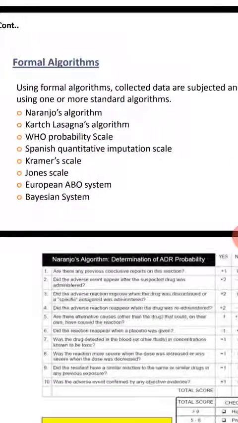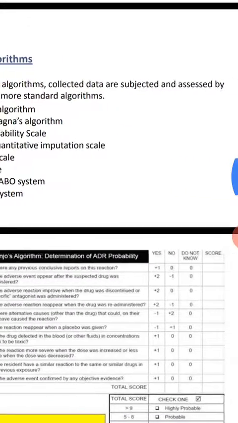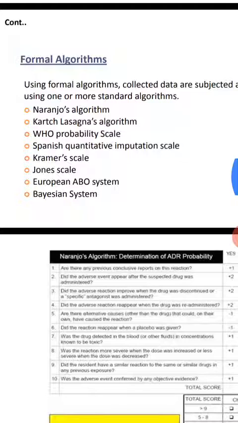The collected data are going to be assessed using one or more algorithms. Whatever data you have already collected regarding the ADR, such as patient name, demographic details, drug dose, and other conditions, you keep it ready. By application of the algorithm, after its completion, you can assess whether the association is there or not, so you can confirm.